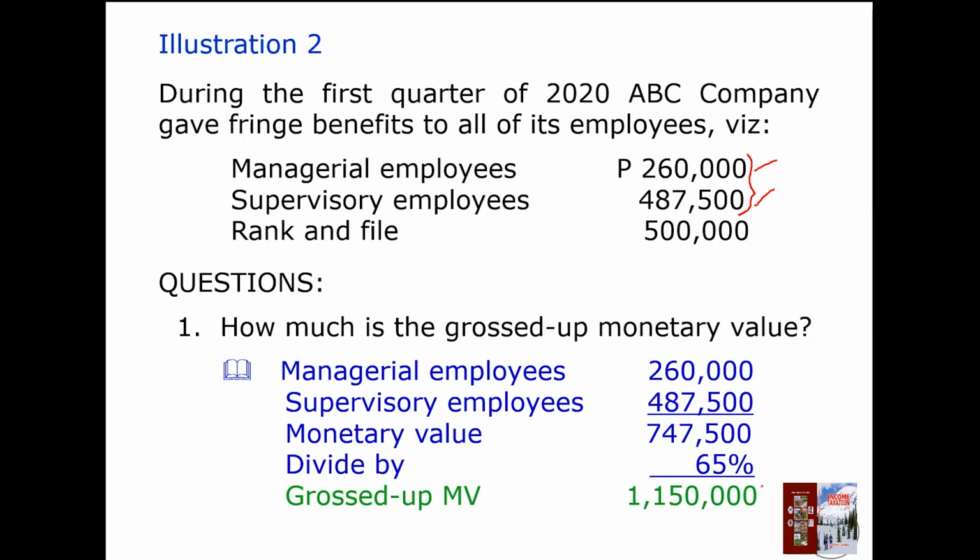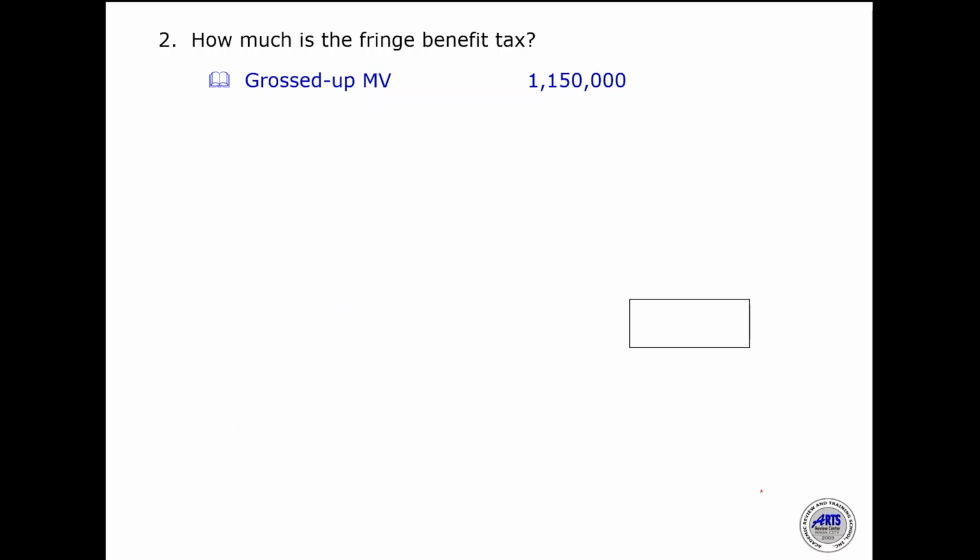Pwede natin i-compute yung fringe benefit tax? Yes. O, question number 2. How much is the fringe benefit tax? The grossed up of 1,150,000 multiplied by the tax rate of 35%. And that is the fringe benefit tax, 402,500. Napakadali ano? Yakang-yaka. Next question.